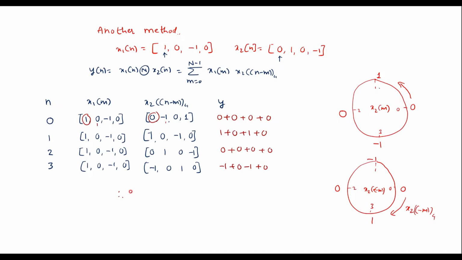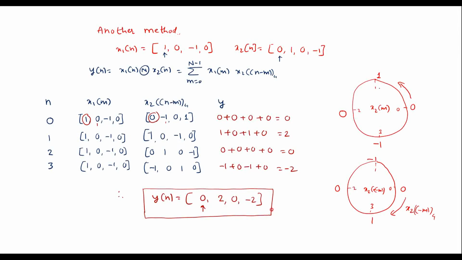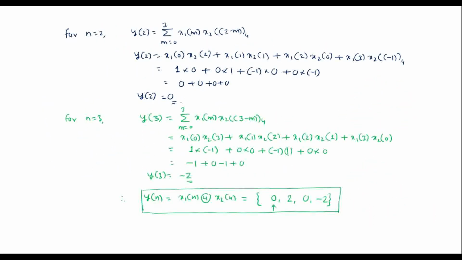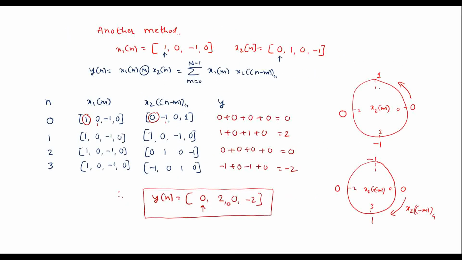Therefore, we can write: 0, 2, 0, -2. Therefore, y of n is equal to 0, 2, 0, -2. So this is the circular convolution between the two sequences x1 of n and x2 of n using the time domain. Here we can observe that we got the same result, that is 0, 2, 0, -2. Here also we got 0, 2, 0, -2.